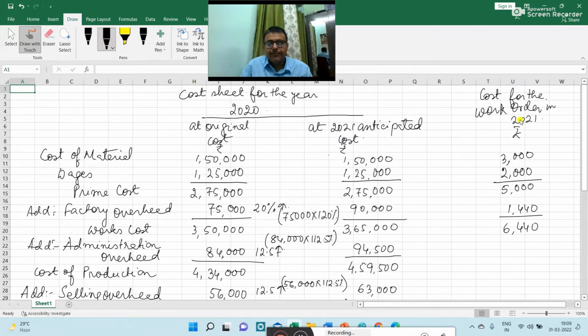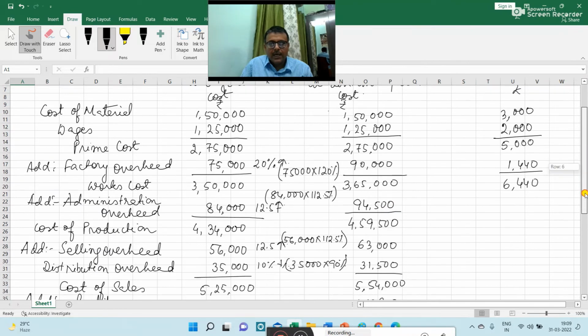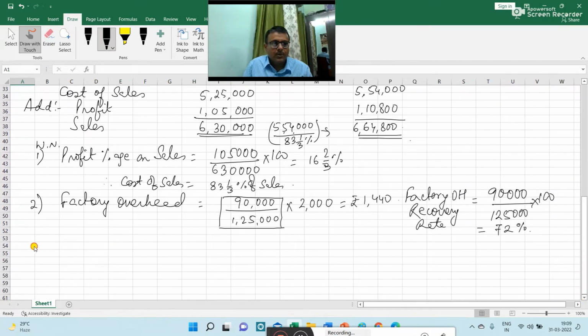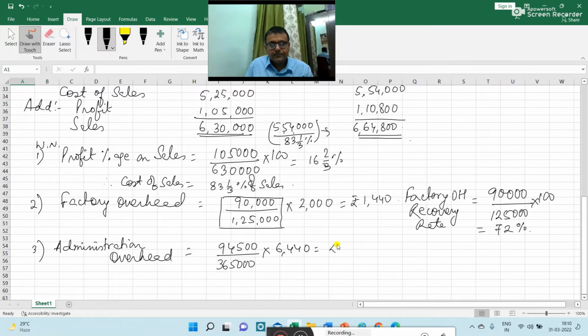Now you need to calculate what will be the administrative overhead for this work order. For this work order, what will be the estimated administration overhead? And this administration overhead is calculated as a percentage of works cost. So in the working, I have to do a small working here in the working note. So administration overhead is equal to 94,500 divided by 3,65,000 into 6,440, and the administration overhead is 1,667.